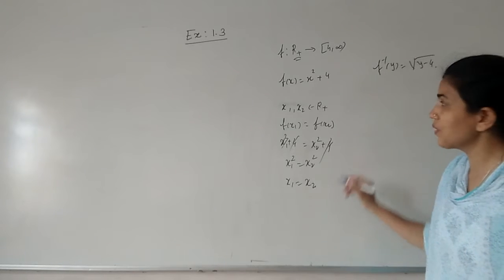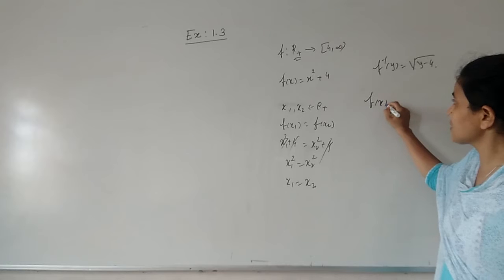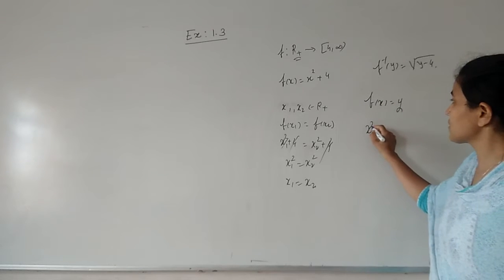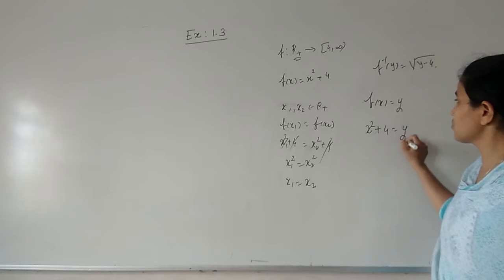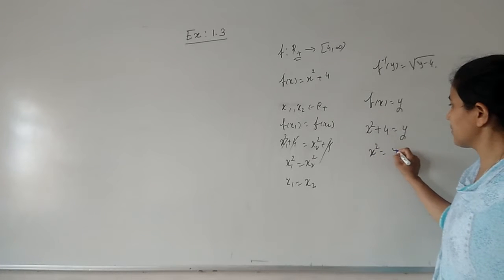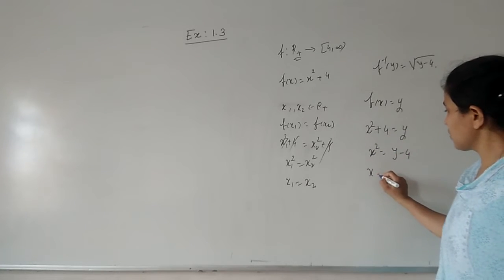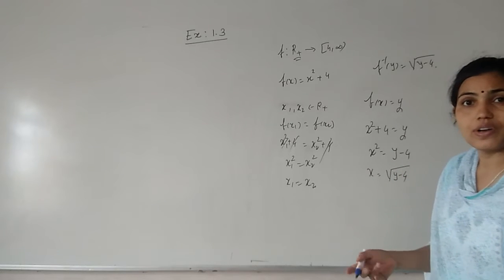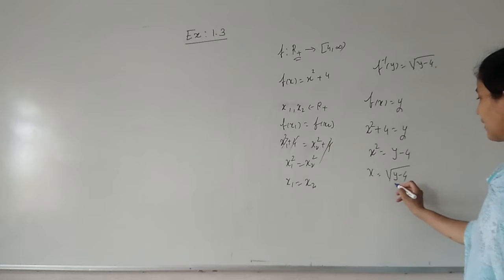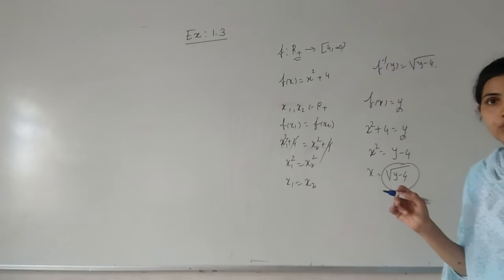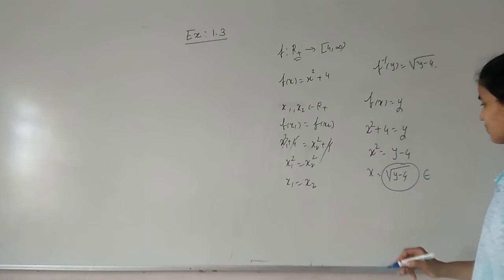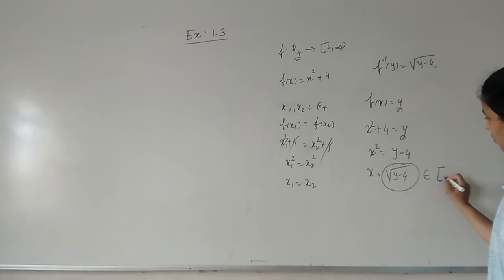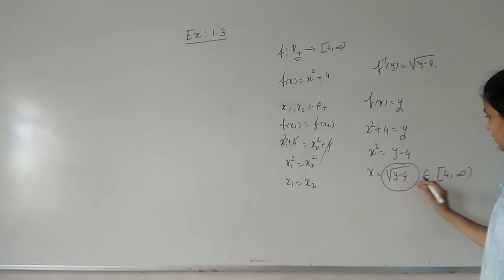For onto, what are we doing? We are taking f of x equals y. So f of x equals x square plus 4 equals y. So x square equals y minus 4, so x equals under root y minus 4. Now from this, what can be the range? Range means the values of this, and this value always belongs to where? It belongs to 4 to infinity.